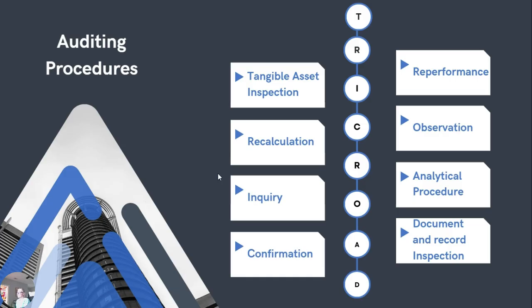So let's say we're looking at all of the new vehicles we purchased during the year and we have a list of all of the VIN numbers. We can go into the parking lot and find those specific vehicles. That's a tangible asset inspection.